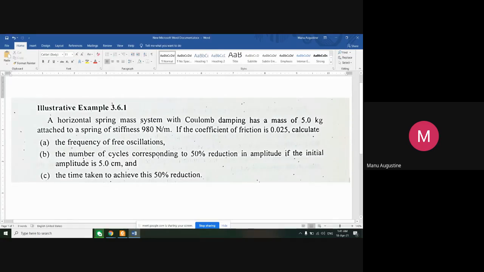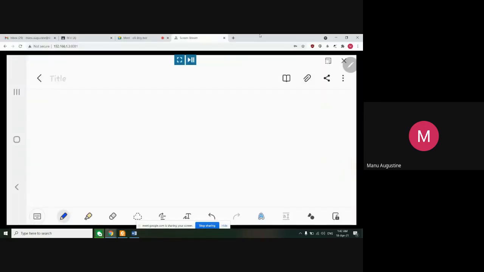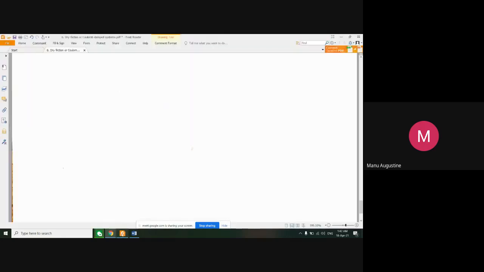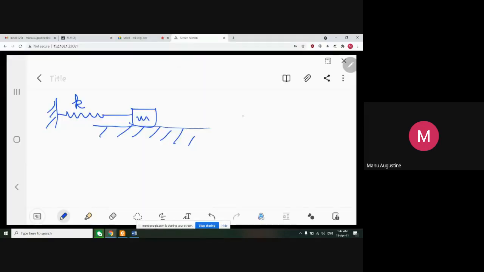A horizontal spring mass system with Coulomb damping has a mass of 5 kg. ठीक है, अपन डेटा लेना स्टार्ट कर देते हैं. साथ साथ में चूंकि अपन को Coulomb damping का horizontal spring mass सिस्टम दे रखा है, we can directly construct the system like this. ये m है, ये k है, ये वैल्यूज चाहिए. So let us say horizontal surface पे रेस्ट करेगा, रब करेगा, there is friction also. Now mass is 5 kg. Okay, so the value of m is given as 5 kg.